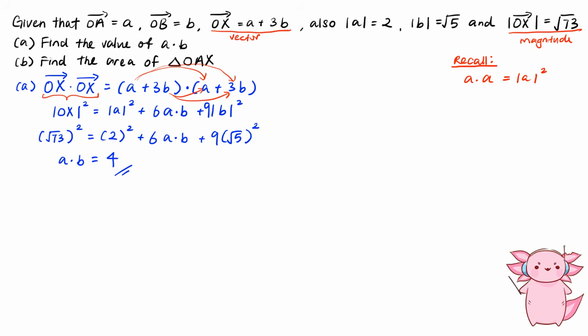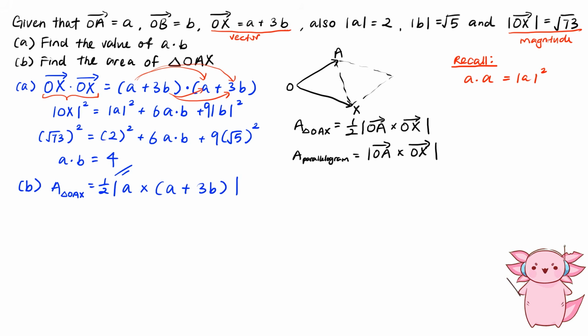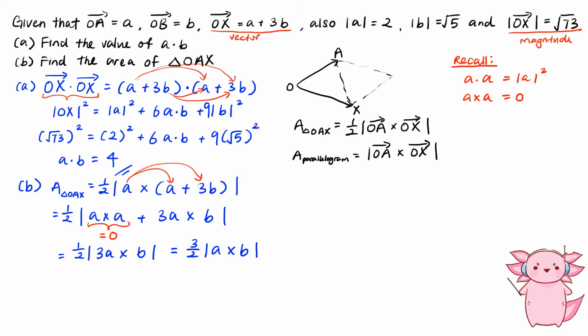Next, to find the area of the triangle OAX, it's half times the magnitude of OA cross OX, because the magnitude of OA cross OX will be the area of the parallelogram. So putting in the values of OA and OX and expanding it out, we can see that A cross A is equal to 0, and we are left with 3/2 times the magnitude of A cross B.